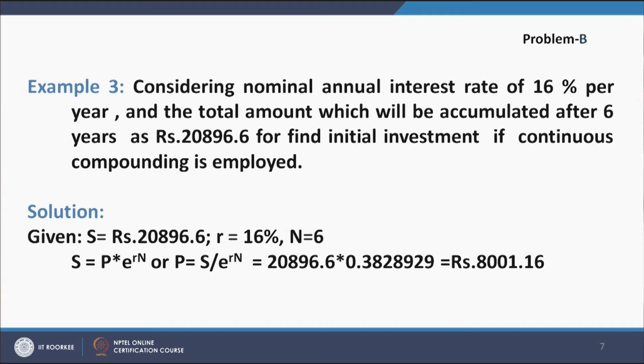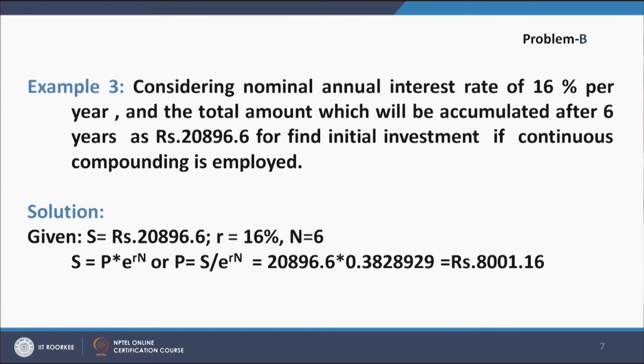2,117. That is, if 1,000 rupees is invested today for 5 years with a nominal annual interest rate of 15% and the compounding is continuous, it will convert into rupees 2,117. Problem type B, example 3.